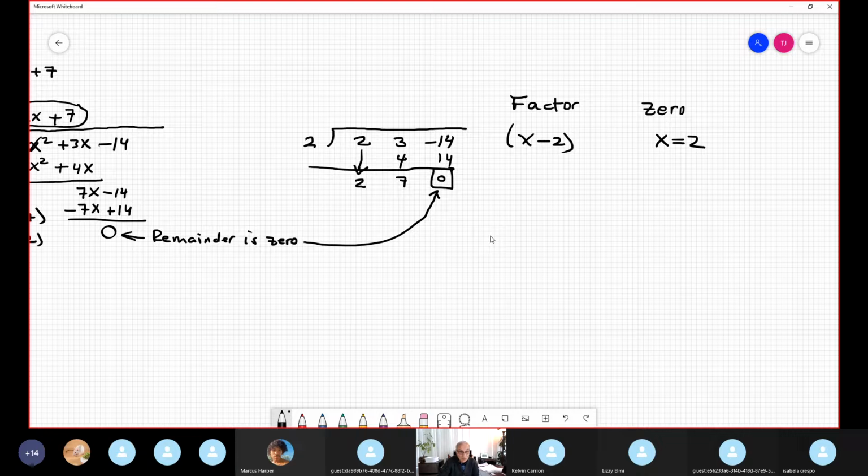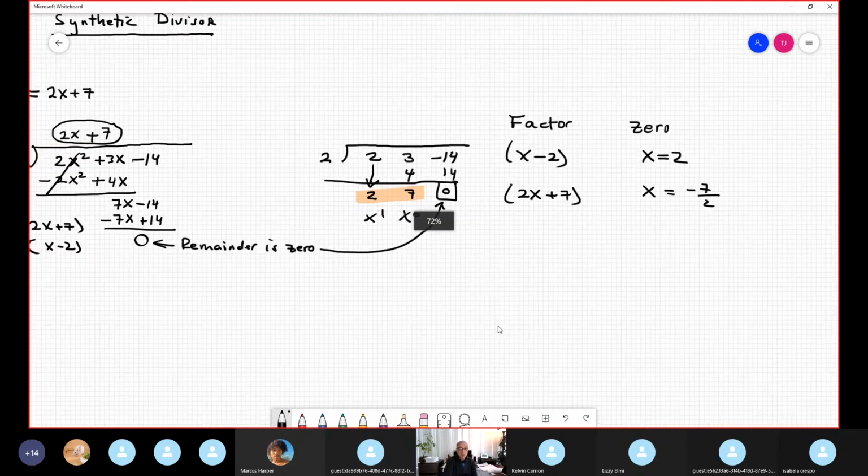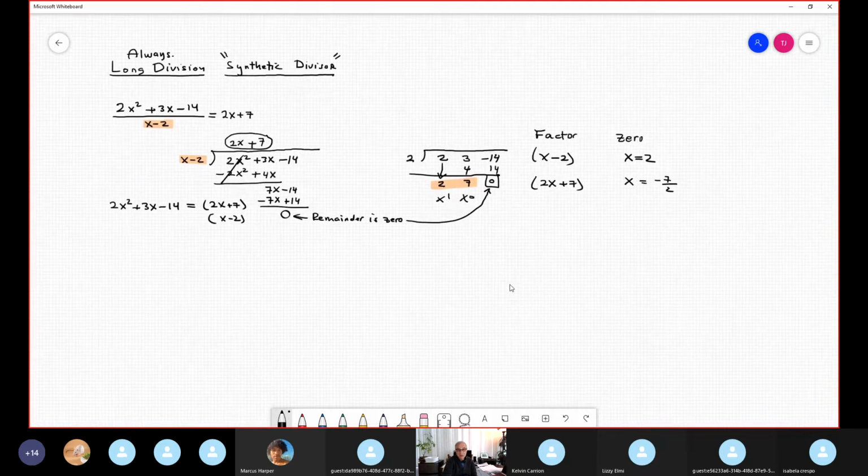We have one more factor, of course, because the degree of the original polynomial is 2, and we discovered one factor using synthetic division. What is the next factor? The next factor is that part. This is x to the 0, and this is x to the 1. Actually, it's 2x plus 7. And the zero, when you set it equal to 0, is minus 7 over 2. Does it make sense? Wow, fantastic. It makes sense, right? A factorization without factorization.